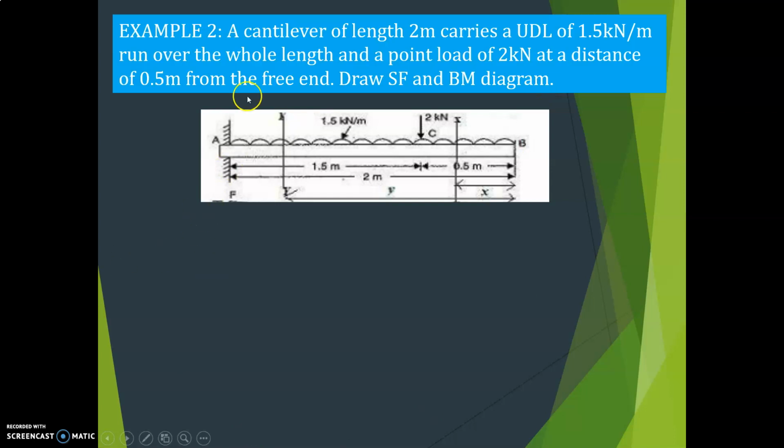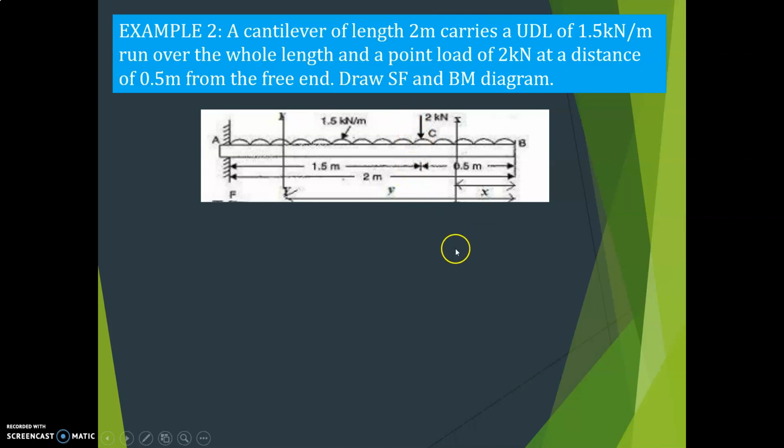Okay, so this is the given beam AB. One end is fixed and other end is free. So cantilever beam of length is 2 meter. Total length is 2 meter, and here one UDL which is acting over the whole length, that is 1.5 kilonewton per meter, and one point load is there, that is at C.